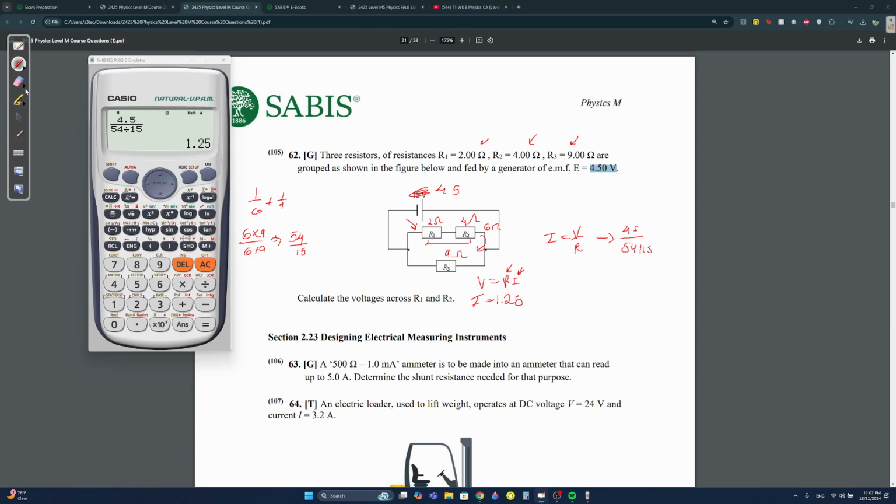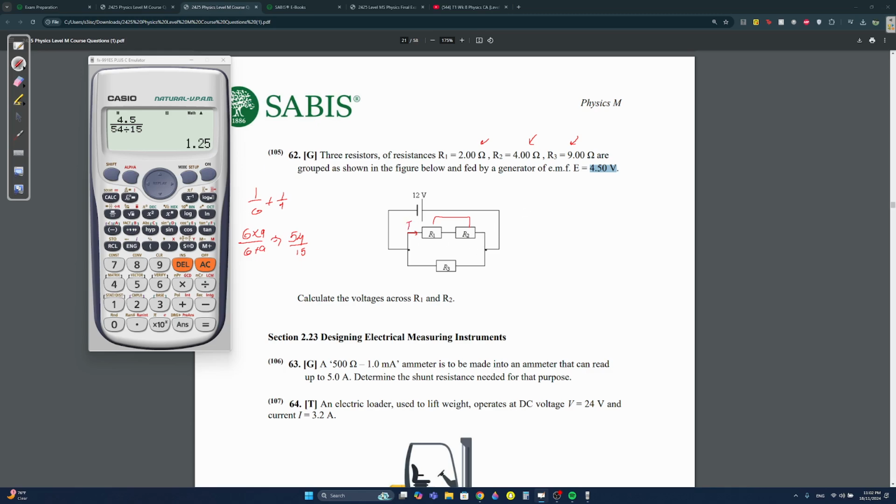Sorry, what am I doing? Why am I finding the I for the whole circuit? When I found I here, I got 1.25, and this is for the whole circuit. Remember, we're talking about R1 and R2. So I should actually find the current that's in this branch. Now you know what not to do in the exam.